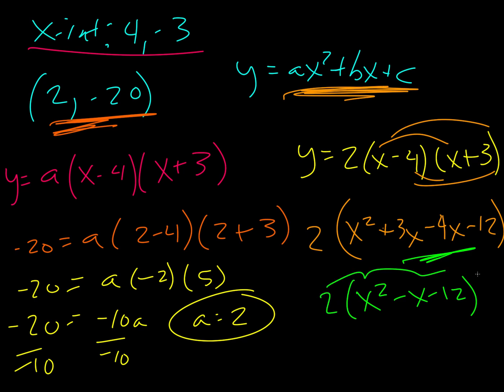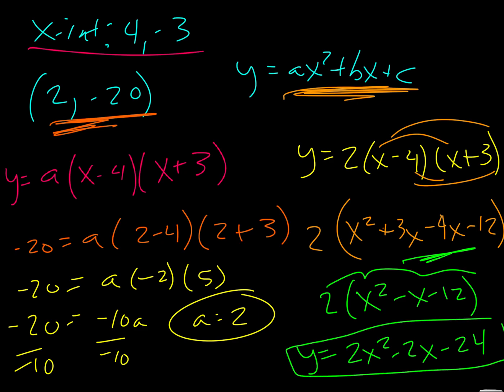Now I'm going to distribute the 2. 2x squared minus 2x minus 24, and that's equal to y. And that is in the right form right there. And so we're done.